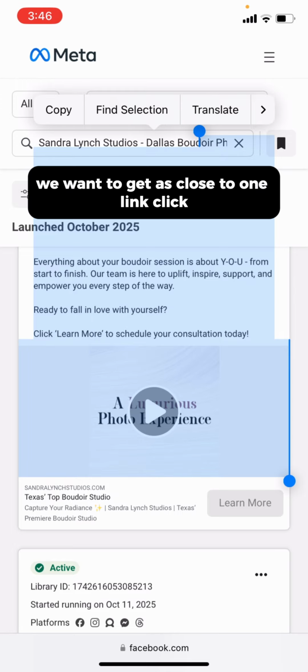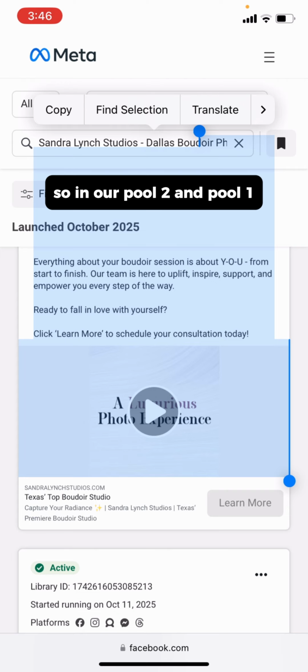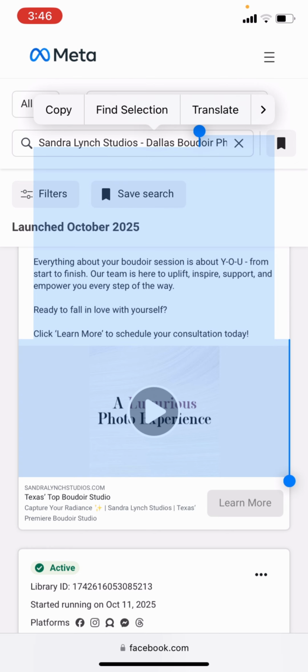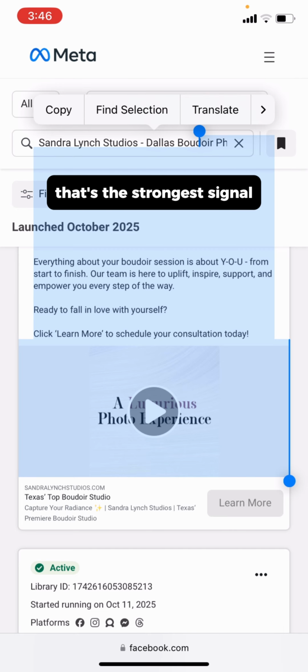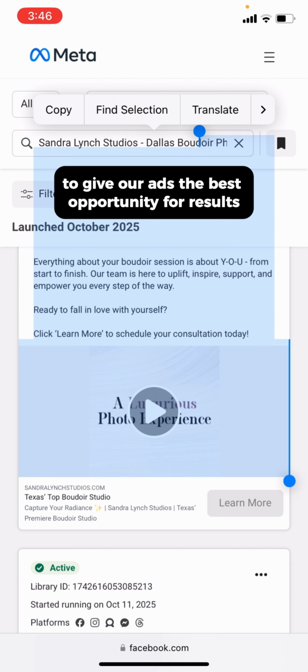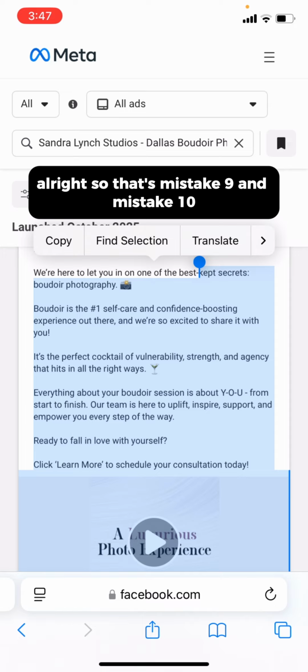We want to get as close to one link click, one conversion as possible. That's literally what it is. So pool 2 and pool 1 are actually the same data. It's the same Meta profiles, which are all converters. That's the strongest signal. That gives the Meta ad algorithm the best signal to give our ads the best opportunity for results. All right, so that's mistake 9.